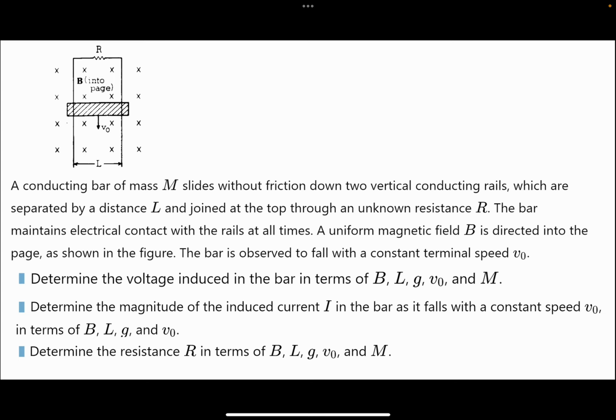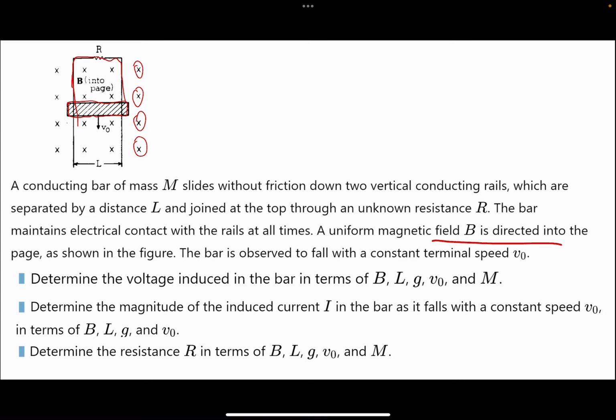So basically what's happening is that we have these wires right here, and then we have a conducting bar that falls, that you can think of as rolling on that wire, right? And there is no friction, so there wouldn't be any friction force acting on that bar as it rolls down. And then the bar maintains electrical contact with the rail at all times, and a uniform magnetic field is directed into the page. So that is referring to these lines that we have here. And remember, X means that the magnetic field is pointing into the page.